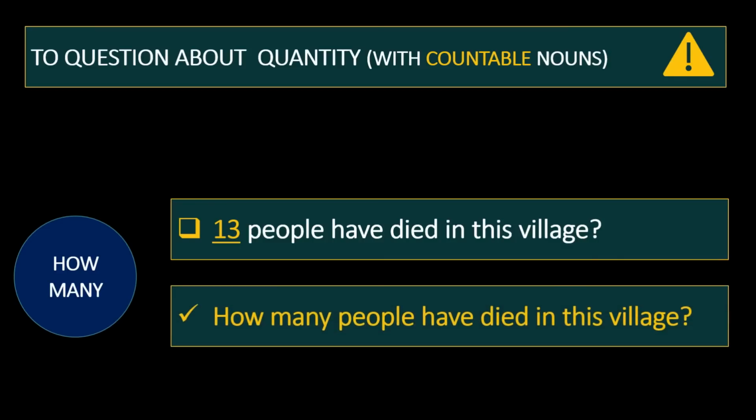We can count, that's a number. Now, you can use how many. How many people have died in this village? I haven't changed anything here. This is in present perfect tense. Have died. We use the same thing here. Have died. How many people have died in this village? Because we are talking about the subject.